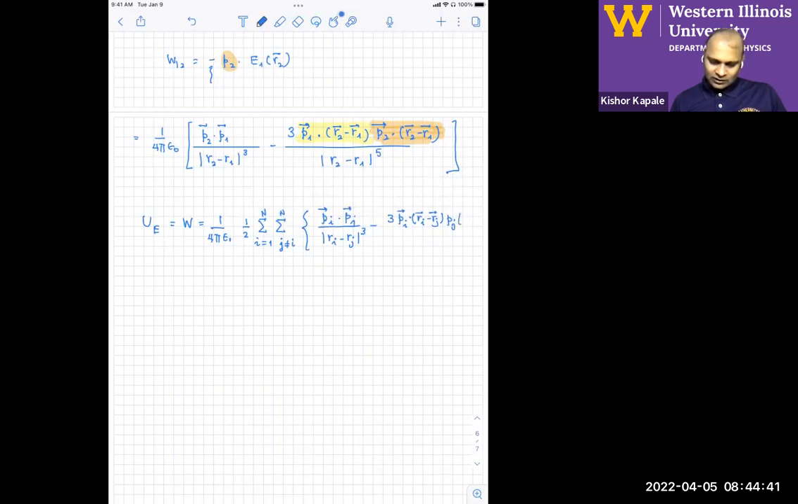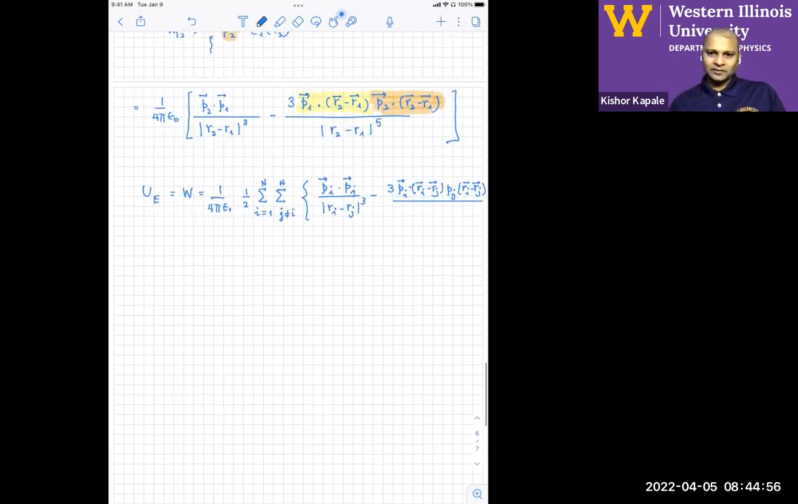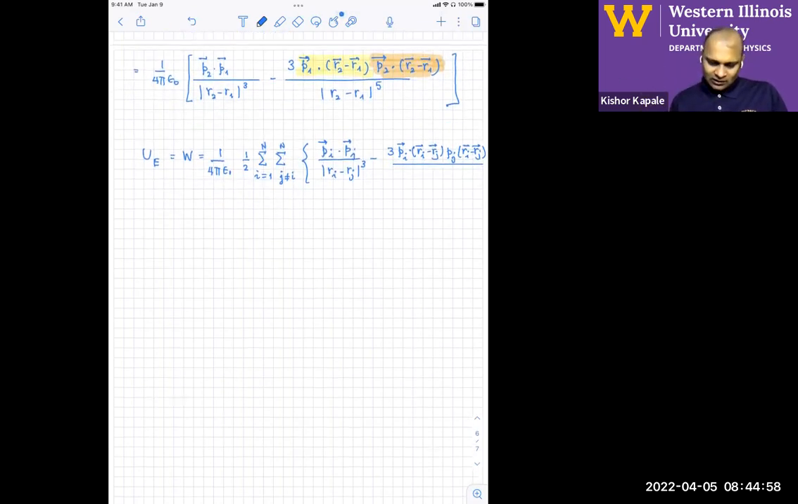Dotted with Ri minus Rj in the denominator. So you can see these terms are scalar terms, right? Both the terms in the energy expression should be scalars. So P dotted with R and then P2 dotted with R, Ri minus Rj to the power 5.